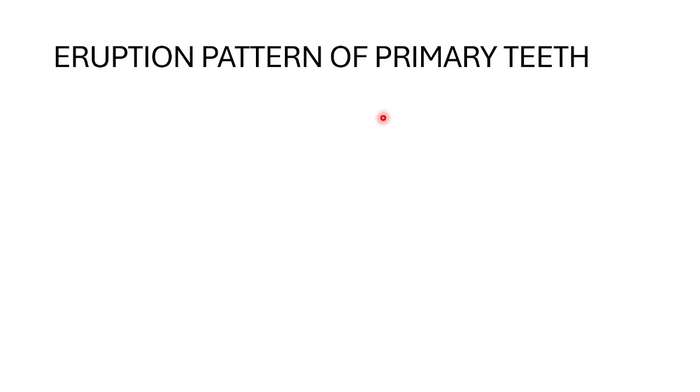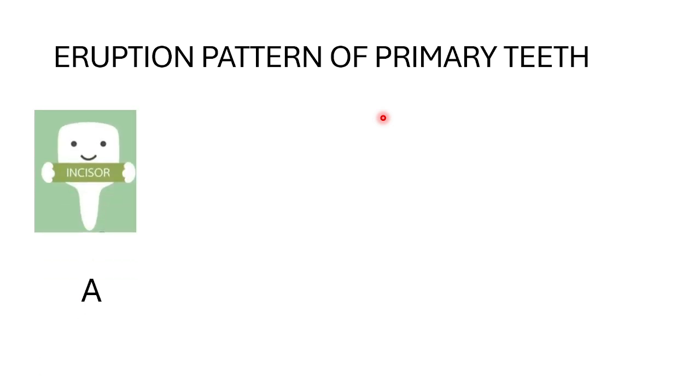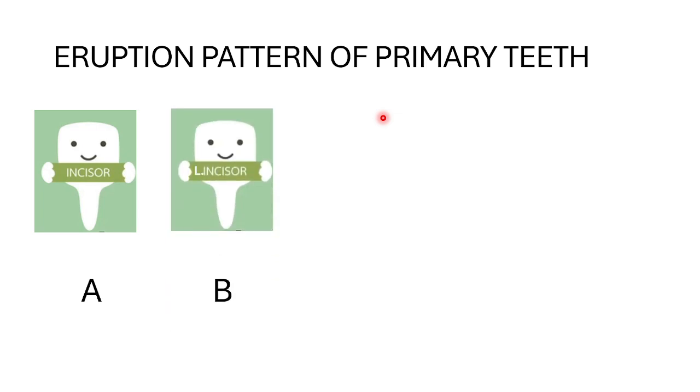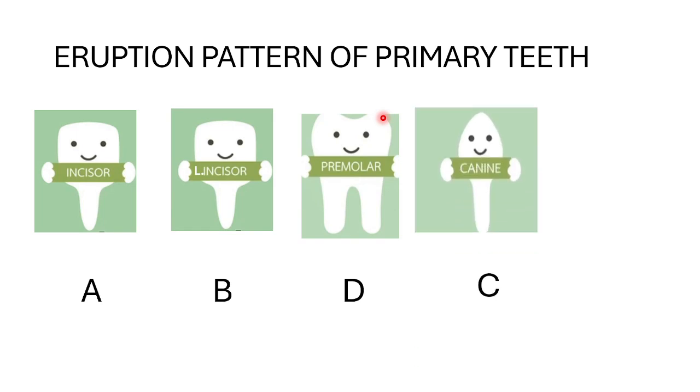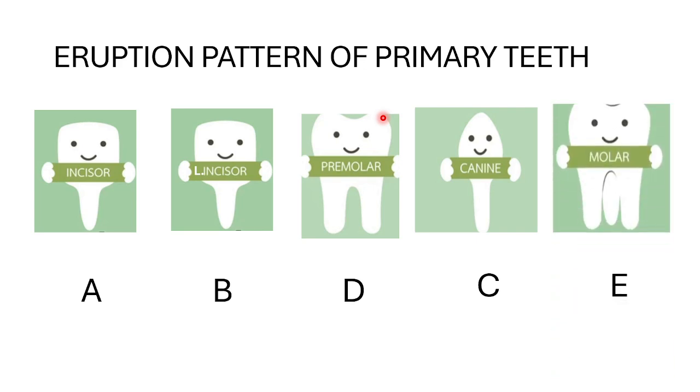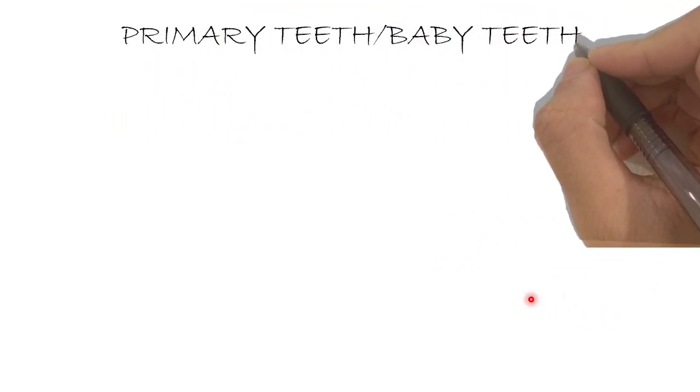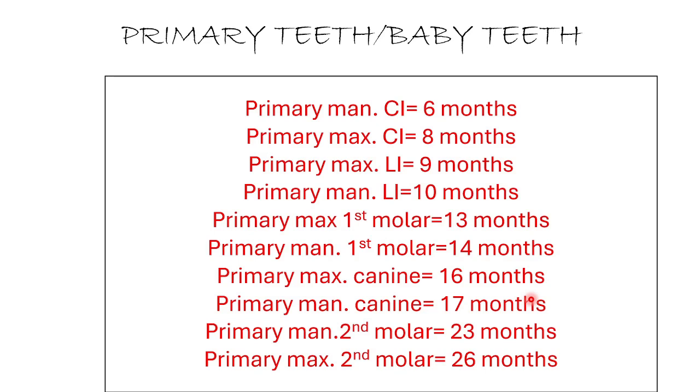So talking about the eruption pattern of primary teeth, the first tooth to erupt, we know, is the central incisor or tooth number A, followed by lateral incisor, tooth number B, then first molar, tooth number D, canine, tooth number C, and second molar or tooth number E. So our eruption pattern is A, B, D, C, E. Okay, so to summarize for our primary teeth or the baby teeth, here is our eruption date in months, and I've extracted this from the NXI table which we drew. So I hope this makes it clear for the baby teeth.